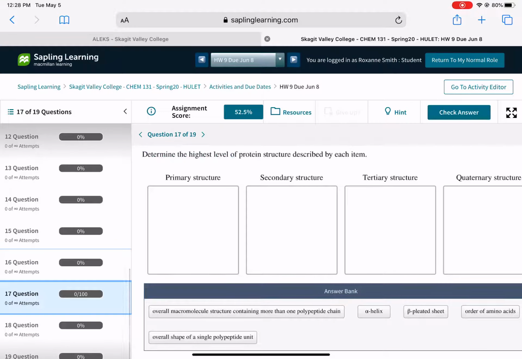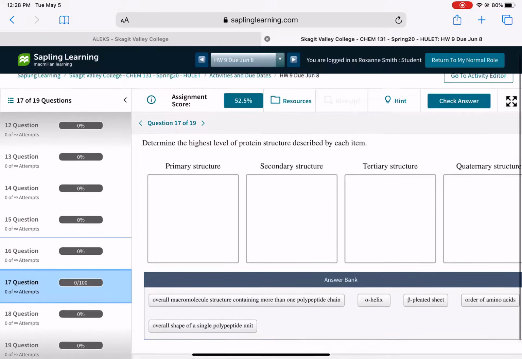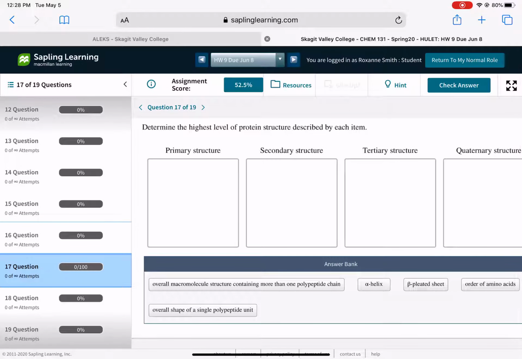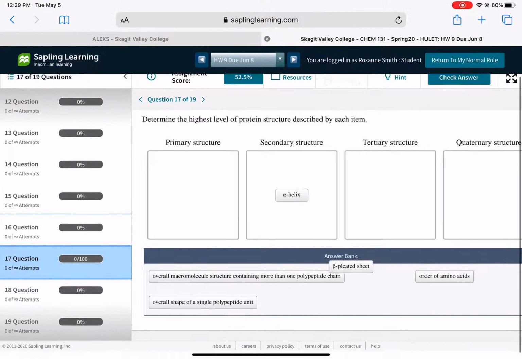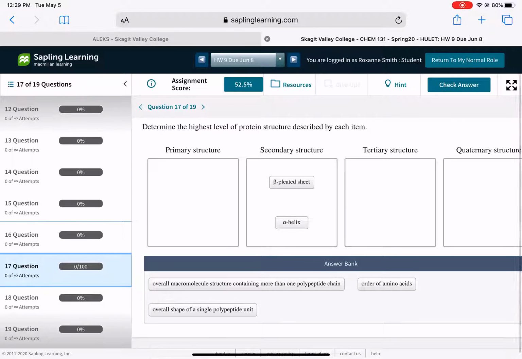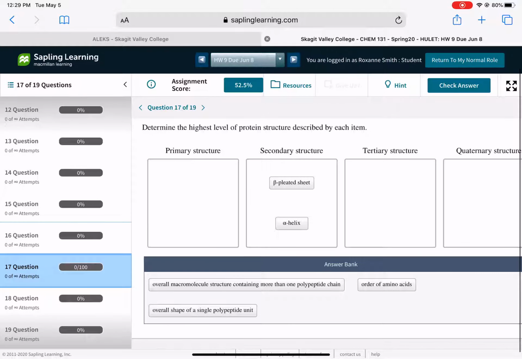So I feel like you can match those up as long as you know what part of your notes to look at. And then the last one that you're looking at here is question 17, and this is giving you some different things and asking you to sort them to what part of the protein structure does that belong, like the alpha helix and the beta pleated sheet. Those are both secondary structures. So the overall shape of a single polypeptide unit, that's saying the overall 3-dimensional shape when it scrunches itself all together. What does that look like?